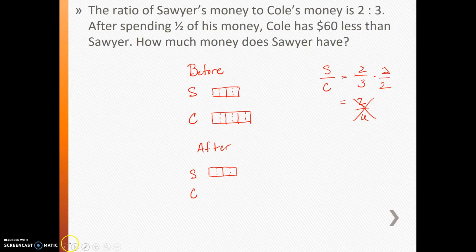All right, so now Cole has 6 units, Sawyer has 4. Sawyer still is going to have 4 down here on the bottom, right? But Cole is now going to give away half of his units. So he's giving away 3 of his units. And so let's go ahead and draw him with 3 units down here. I'm going to do that a little bit neater.